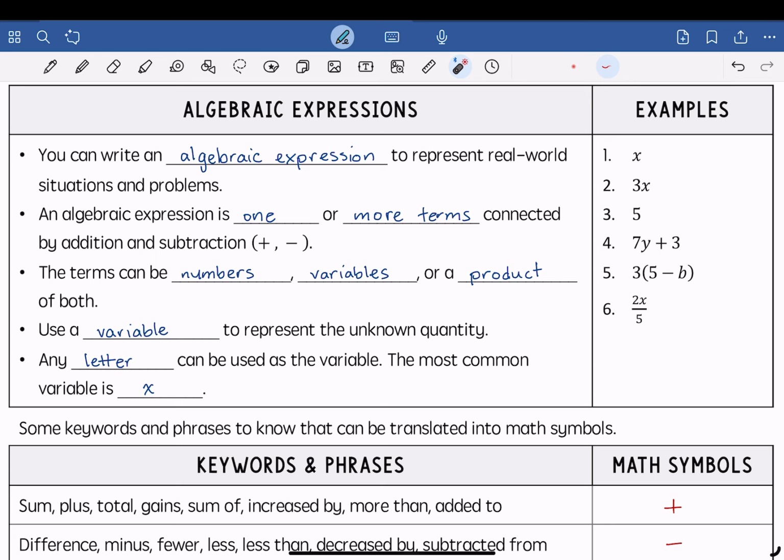You can use a variable to represent the unknown quantity, and any letter can be used as the variable. The most common one we see is x. However, although we see many with x's, sometimes you can also have any other letters of the alphabet, such as this example, 7y plus 3.